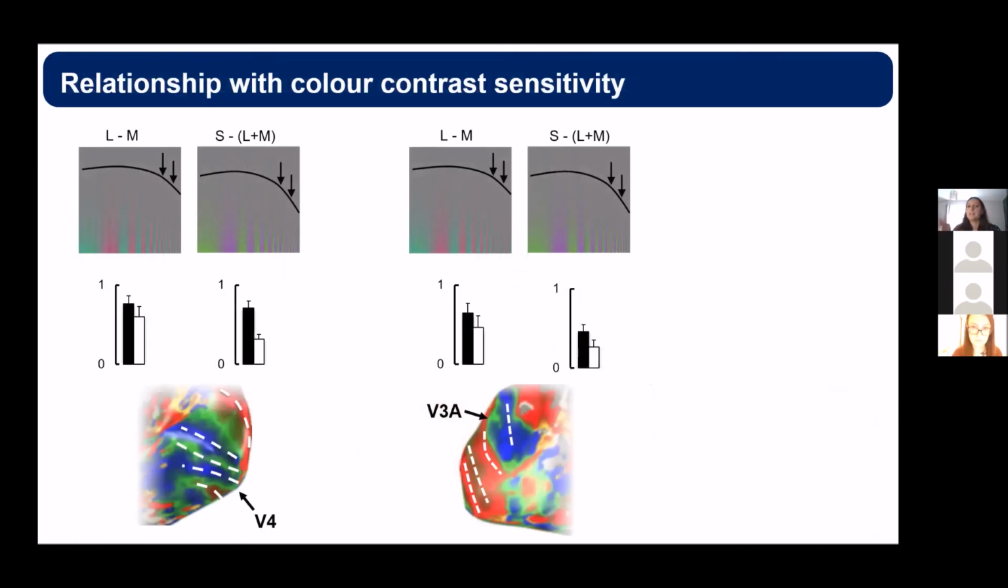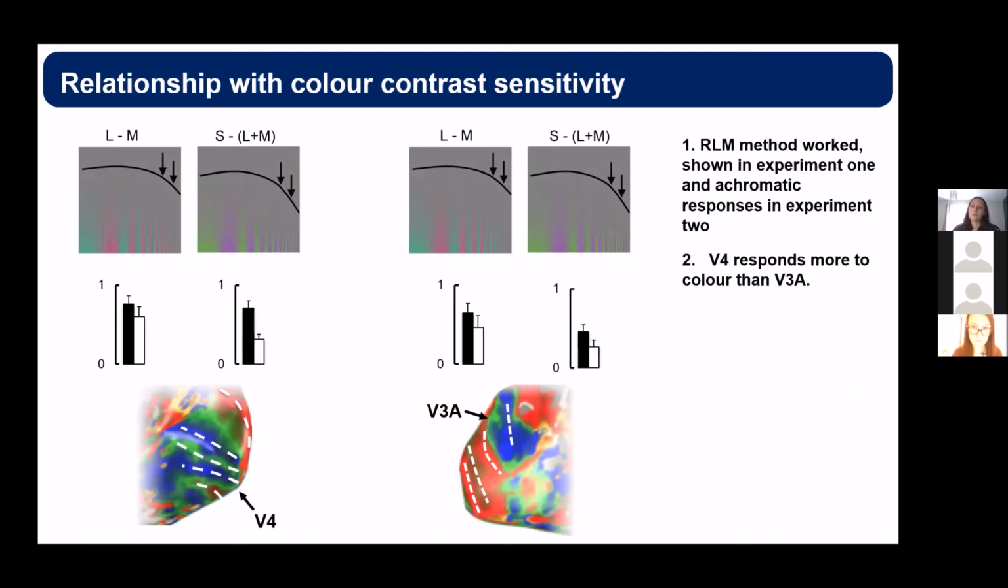So from this, our random luminance modulation technique appears to have worked in both experiments, just in saturating any response to luminance. V4 does respond to colour more than V3A, as in previous work, and is therefore more likely to underpin our sensitivity to colour contrast.